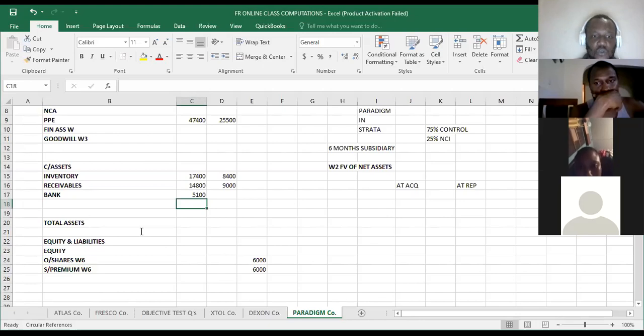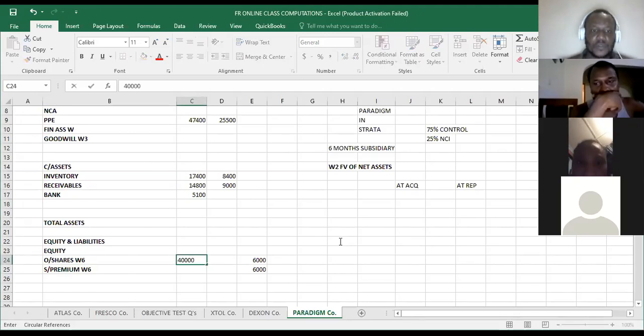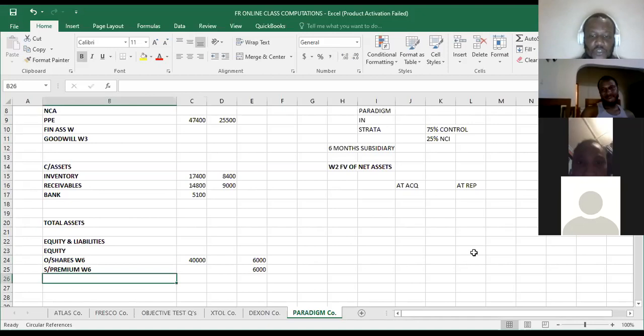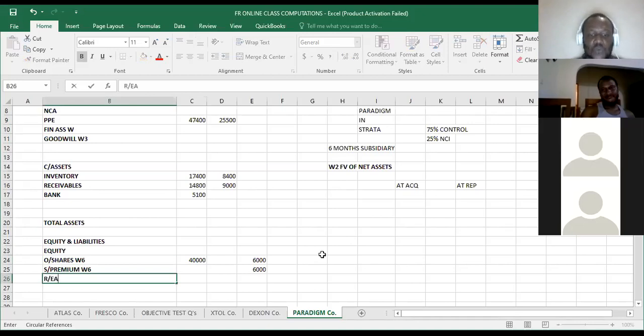So for the ordinary shares, we're taking only the parent's own. What's the parent's ordinary share? It's 40,000. Does the parent have share premium? No, right? Okay, so all we'll have is retained earnings for the parent. And like we said, for assets where goodwill comes in, there's something that will come into the equity for the subsidiary.